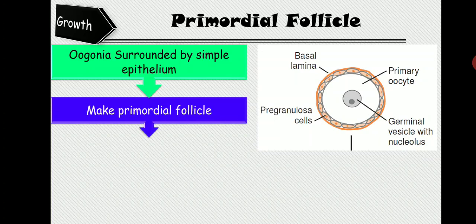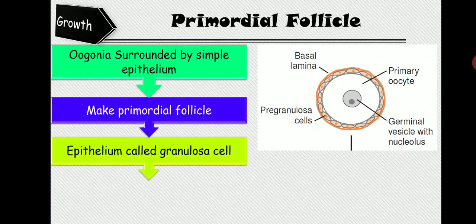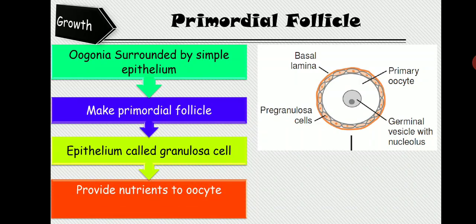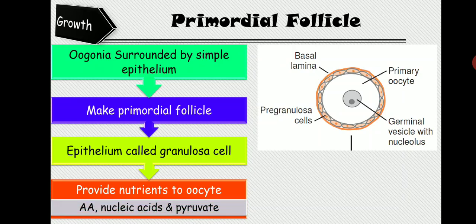And this epithelial cell is known as a granulosa cell. So what is a granulosa cell? Granulosa cell is the covering of the oocyte that is made up of epithelial lining. What is the function of the granulosa cell that surrounds the oogonia? Same as what the Sertoli cell does, it provides nutrition to the oocyte. The nutrition required is basically amino acids, nucleic acids and pyruvate.